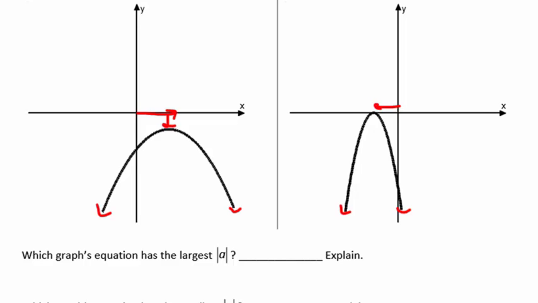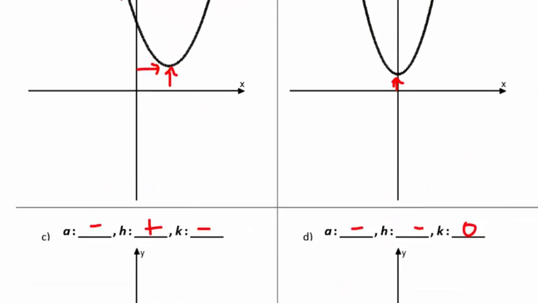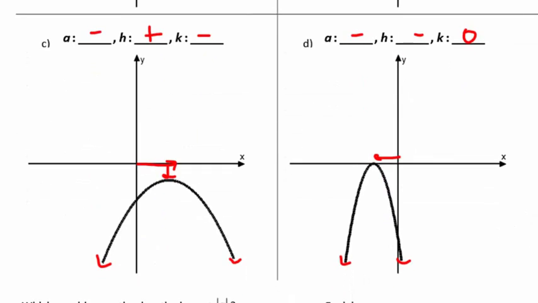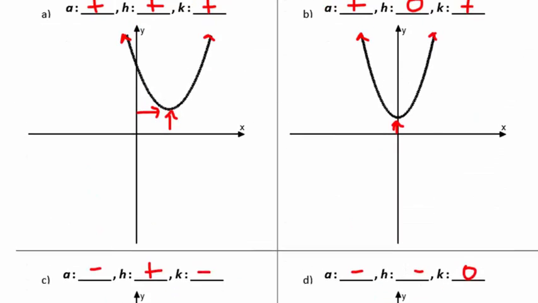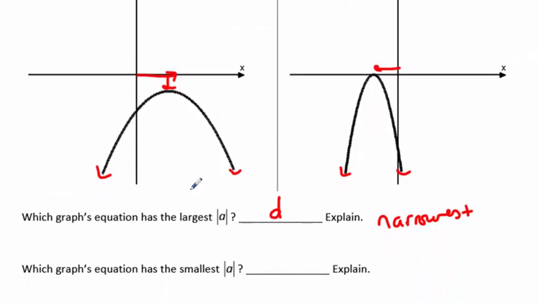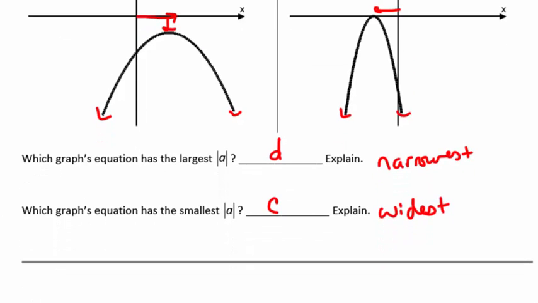Which equation has the largest A value? I'm looking for the narrowest graph. The narrowest graph looks like part D right here. And the smallest A is going to be the widest graph. So the widest graph is part C. That's the end for this section.